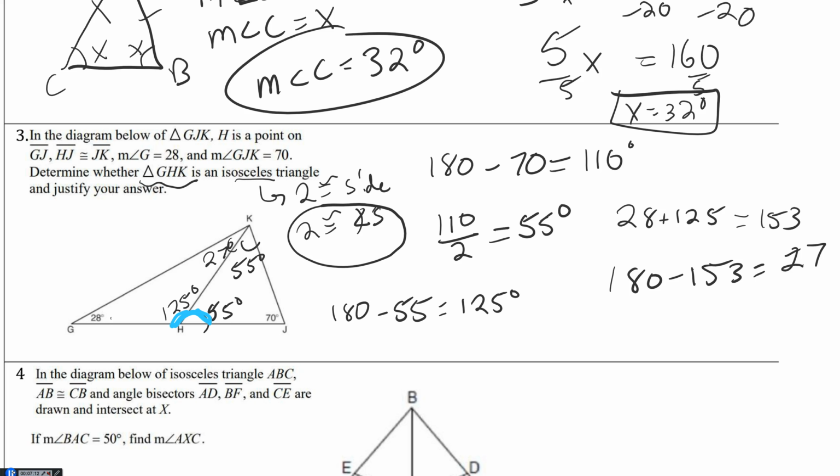Since none of the angles are congruent, we can say that no, triangle GHK is not isosceles. The reason is that an isosceles triangle has two congruent base angles, but here all our angles are different, so this is actually a scalene triangle. It's close, but not quite.